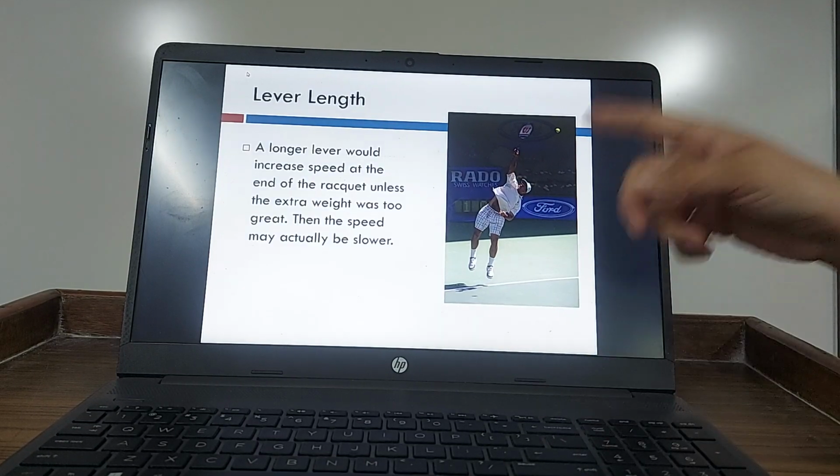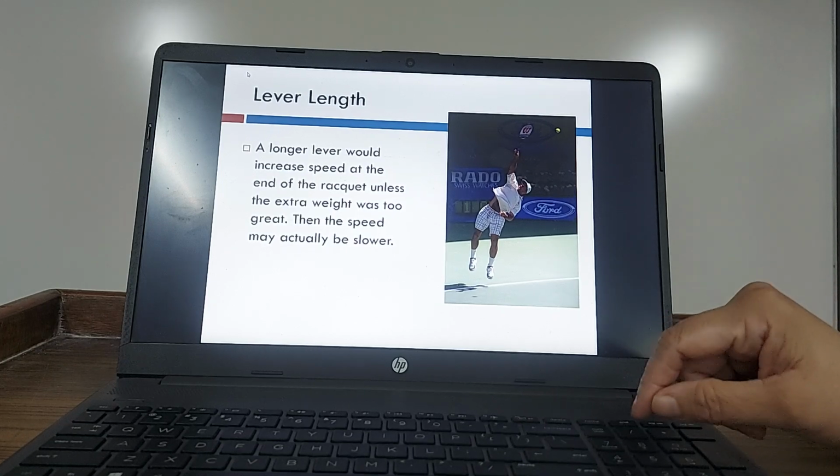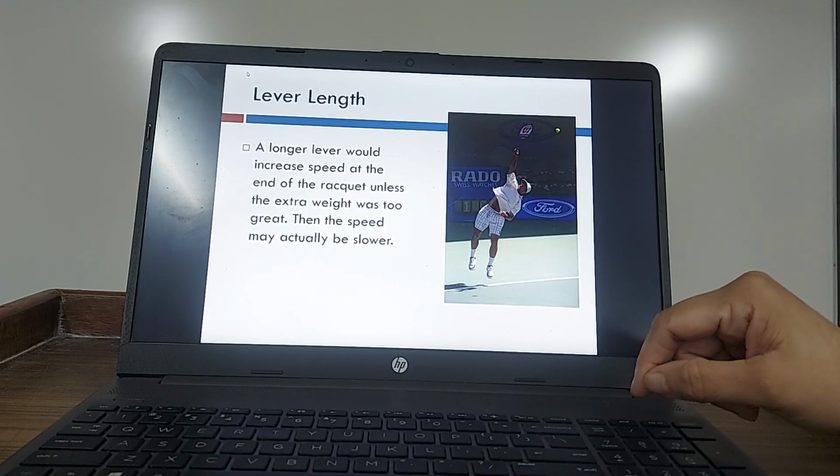Now he has used his long lever arm. He could have done it like this, but he has used his long lever arm to cover up the speed with his racket and hit the ball. He has used this torque with a long lever arm. Fine. A long lever would increase the speed at the end of the racket.